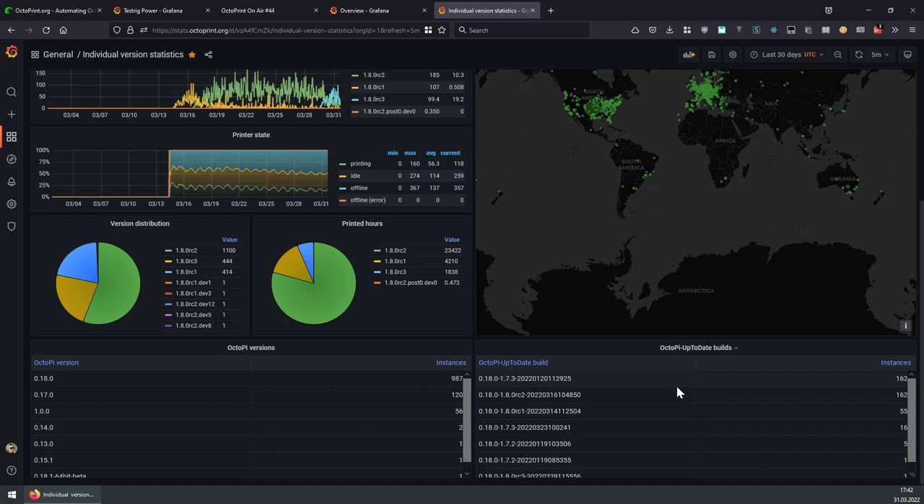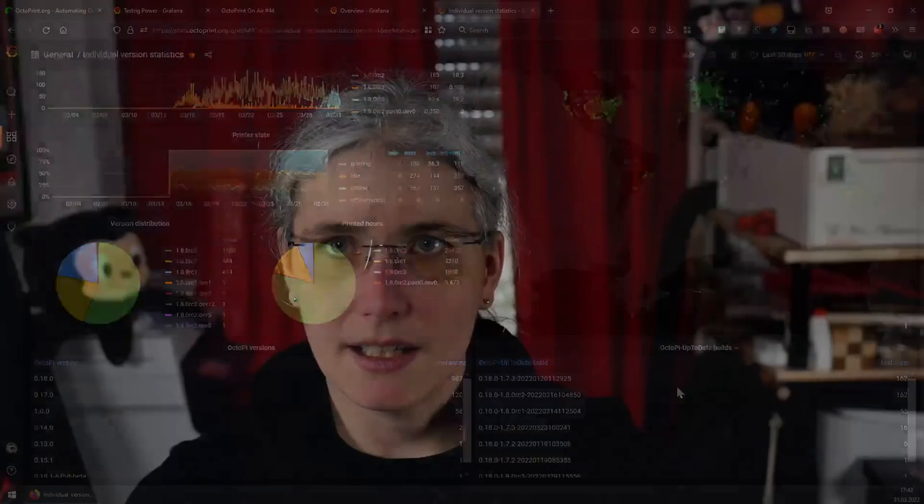But yeah, that is why I stopped pushing the RC images on the RPi imager as well, though you will still be able to find them in the OctoPi UpToDate build. If you want to flash an image with an RC of OctoPrint on it, you can do that, though I honestly do not know entirely why you would want to. But still, the option is there. So yeah, that was the stats.